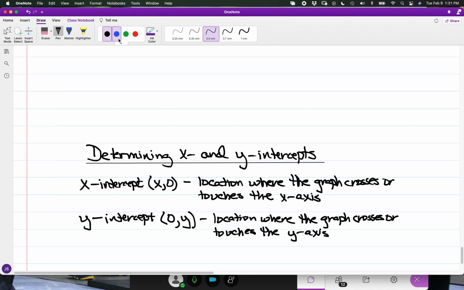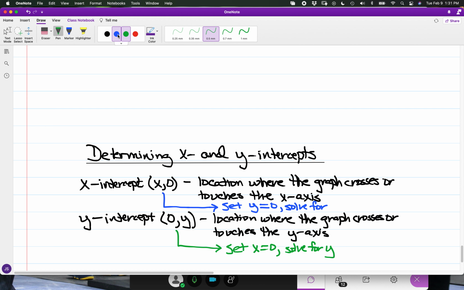If you notice in the setup, in the case of an equation, for each x-intercept, you're looking at setting y equal to 0 and solving for x, whereas for each y-intercept, we're doing it the other way around. So you're looking at setting x to 0 and solving for y. Got a little bit ahead of myself. So for each x-intercept, you're setting y to 0 and solving for x.